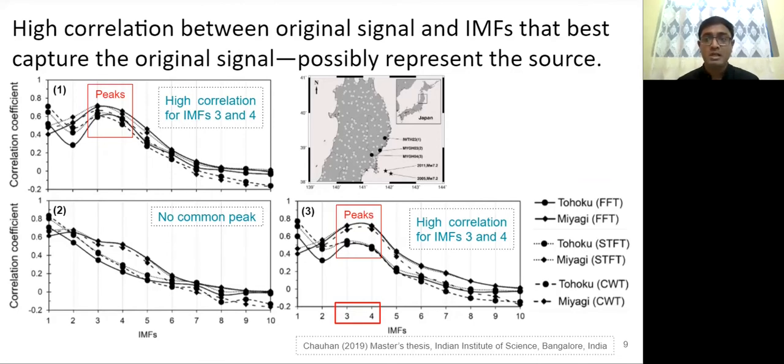The figure shows the results from correlation analysis for both earthquakes, with the three panels representing the three stations used in the study. The x-axis represents the 10 IMFs and the y-axis shows their correlation with the original signal. The different lines represent the Fourier spectrum, the spectrogram, and the scaleogram for the two earthquakes.